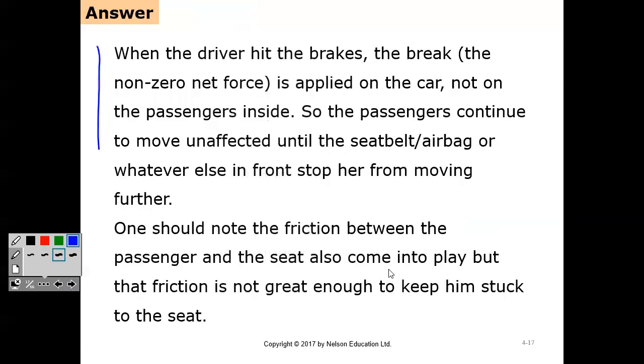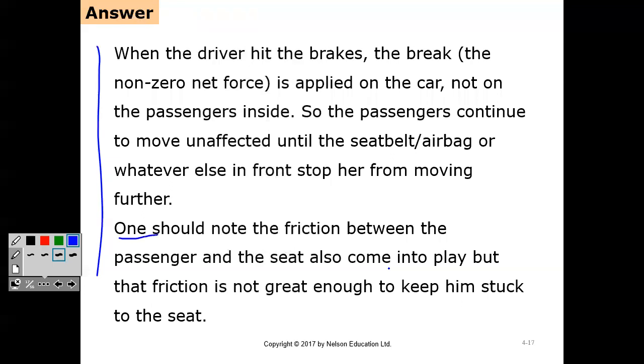So let's read this. Whatever I said now, let me read it anyway. It is nicely written. When the driver hit the brakes, the non-zero net force is applied on the car, not on the passengers inside. So the passengers continue to move unaffected until the seat belt or the airbag or whatever else in front of him, the steering wheel, stops her from moving further.